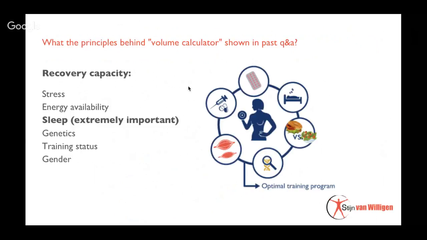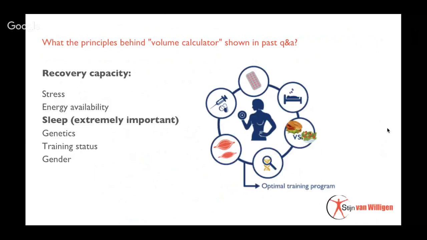Your training status: the more advanced you are, the more, well, your recovery capacity increases, but the more actual volume you need to stimulate ongoing growth. And then gender: in general, women can tolerate more volume and have higher recovery capacity than men because of their blood flow and because they have less muscle damage from the same exercise amounts.